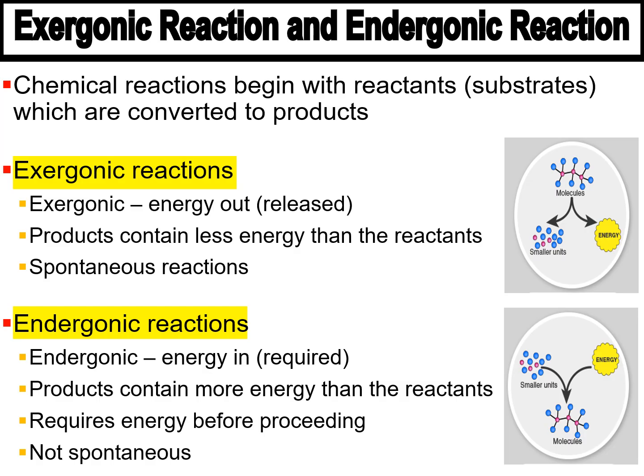Two major types of reactions take place in living organisms: exergonic reactions and endergonic reactions. Exergonic reactions are energy-releasing chemical reactions. Endergonic reactions are energy-requiring chemical reactions.